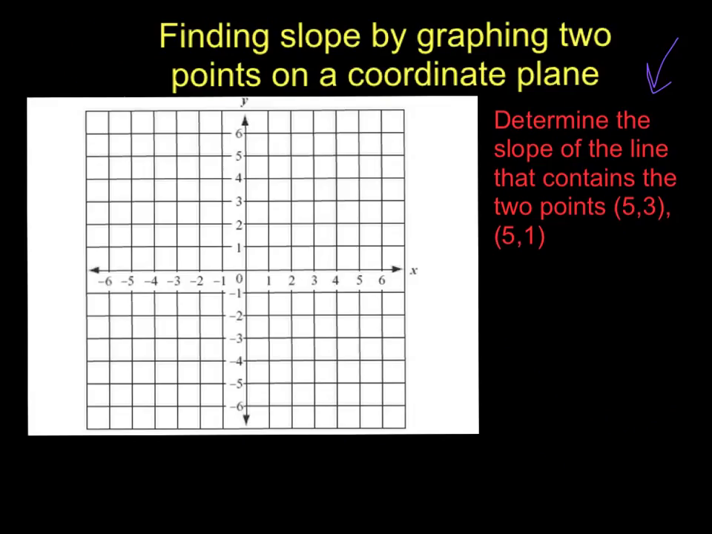Now, finding slope by graphing 2 points on a coordinate plane. This, you're going to graph it. You're not going to use that calculating. You're not going to use your formula like we did on the slide before. You're going to just graph it on the coordinate plane here. So, it says determine the slope of the line that contains the 2 points 5, 3, and 5, 1. It doesn't matter which one you graph first because we're graphing it here. But if you want to, I always just graph the first one. 5, 3, you're going to start here in the, let me choose a different color, darker color.